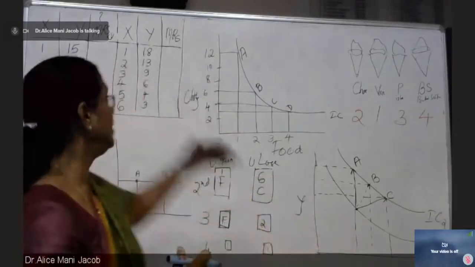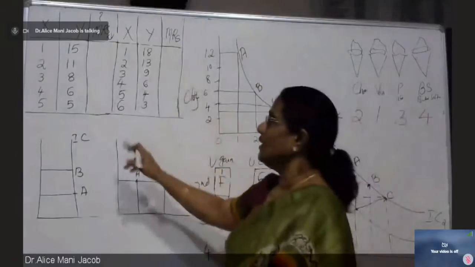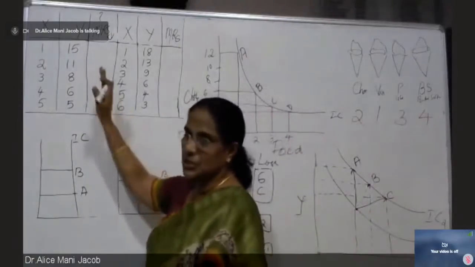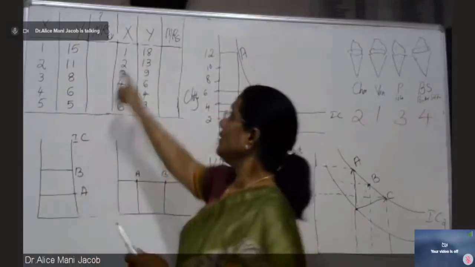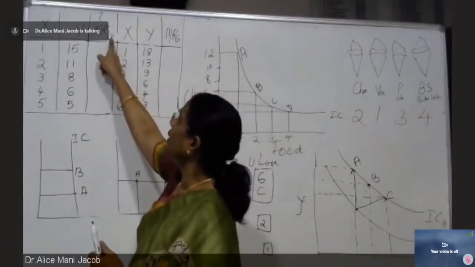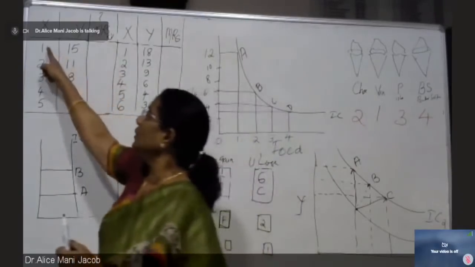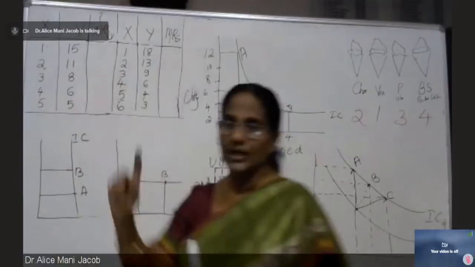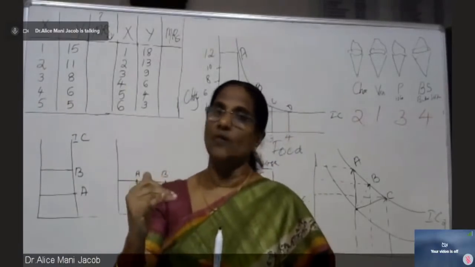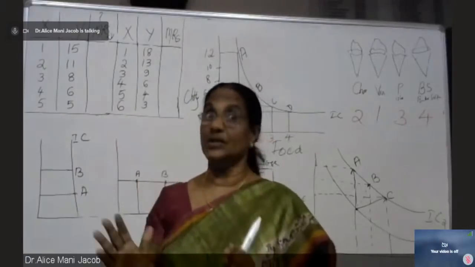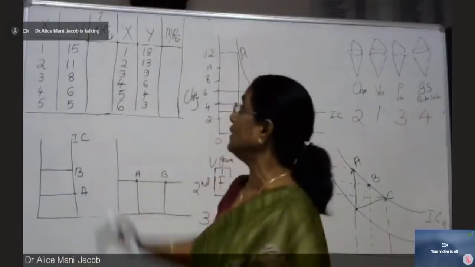Now I have written here 2 more tables. Quickly you calculate the marginal rate of substitution of XY. That means the quantity of Y that you are willing to sacrifice in order to get an additional unit of X, so that you remain at the same level of satisfaction. So that is one condition you should not forget. You remain at the same level of satisfaction.